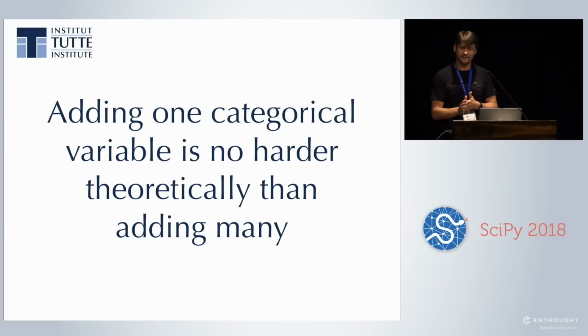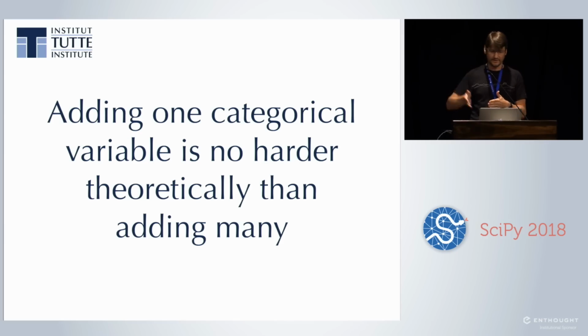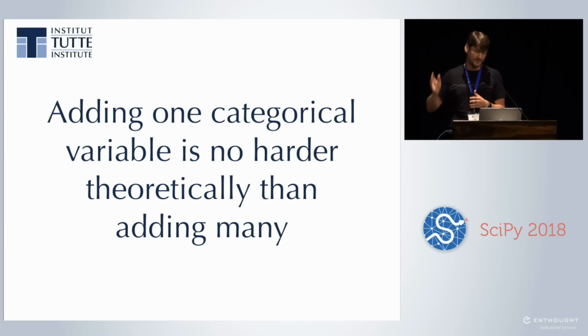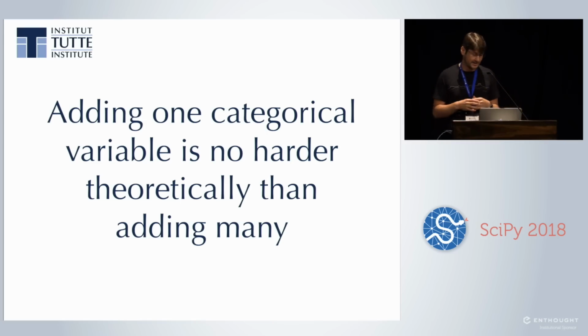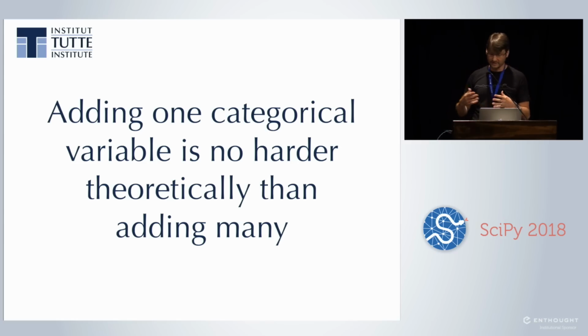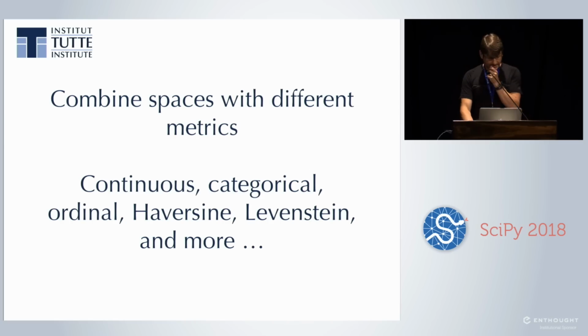But adding one categorical variable, that label value, is actually no theoretically harder than adding many more. The theory actually makes this really clean and easy. We're just going to intersect with a bunch of extra fuzzy simplicial sets. So we can build fuzzy simplicial sets for any sets of distinct data types. So we can combine spaces that have different metrics.